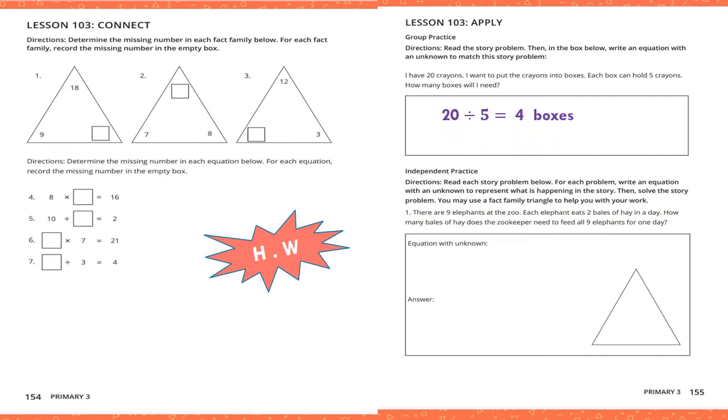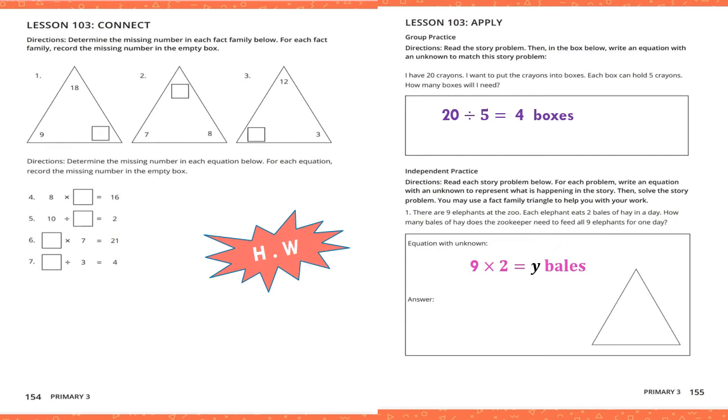The next one, there are 9 elephants at the zoo. Each elephant needs 2 bales of hay in a day. How many bales of hay does the zookeeper need to feed all 9 elephants for one day? So, to know the number of all the bales of hay, we will multiply. So, 9 times 2 equals y. Y stands for the unknown number.